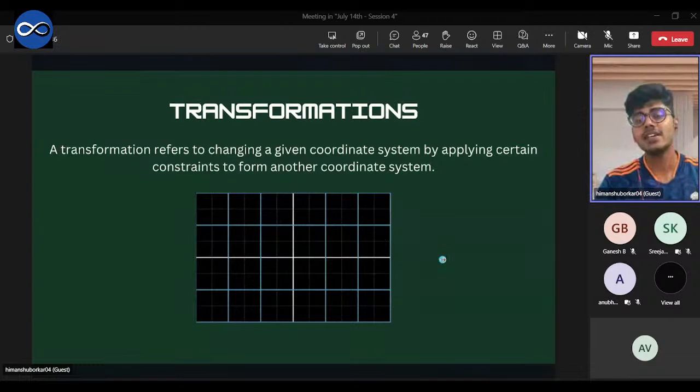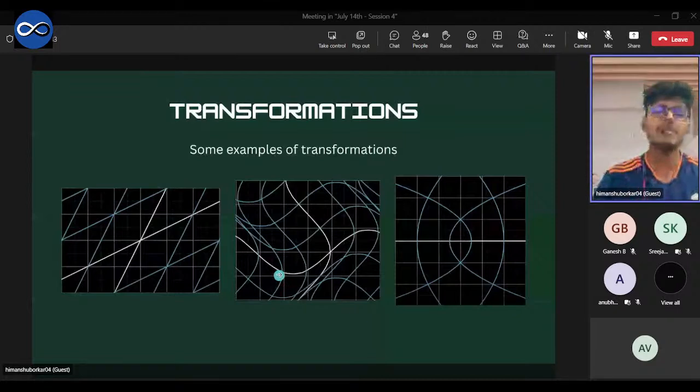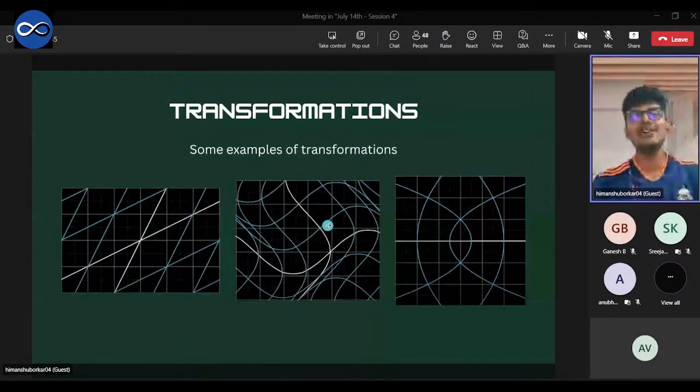I will show you some crazy coordinate systems now. So yeah, applying some sort of constraints will give us these coordinate systems as well. I mean, this looks fairly beautiful. Maybe this as well, but this is like pure chaos. But yeah, it's not like we're gonna use it in our general life, but it's still a transformation basically. These are like examples of transformation.